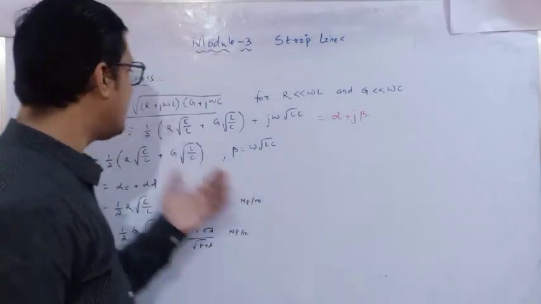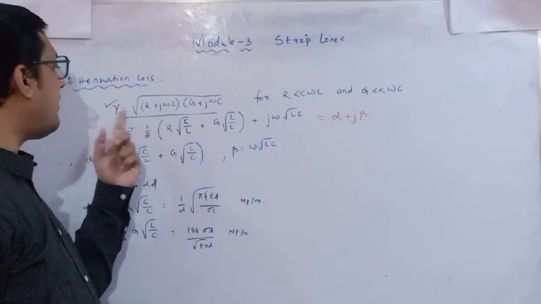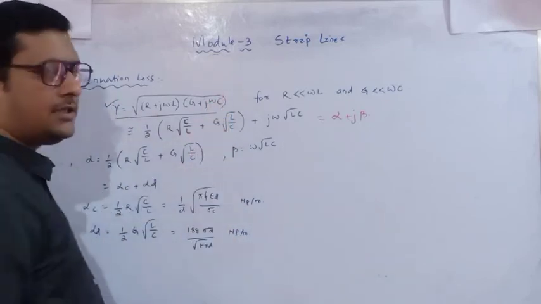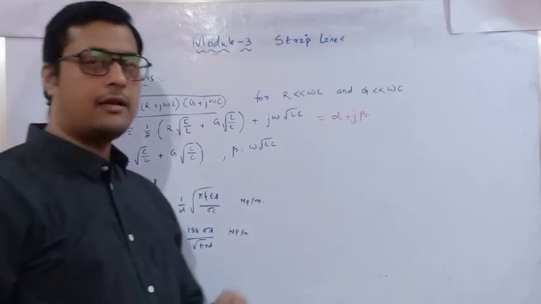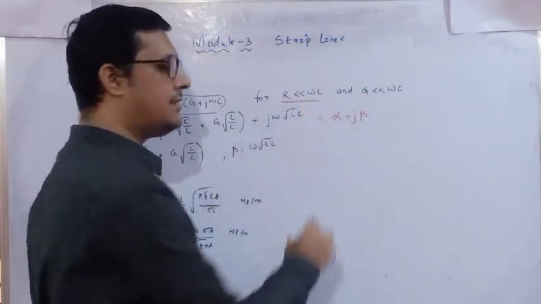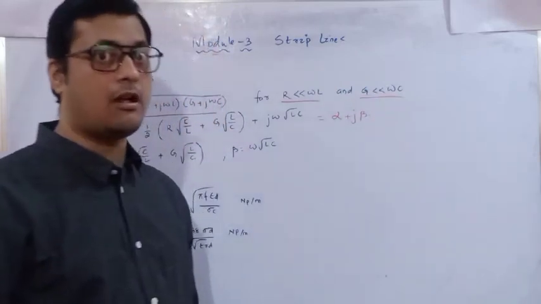Okay. So this relation we have already seen in our transmission lines, that is gamma is equal to the square root of (R plus j omega L) into (G plus j omega C). Now if the conditions are R is less than or equal to omega L and G is less than or equal to omega C, that means the lossy condition.